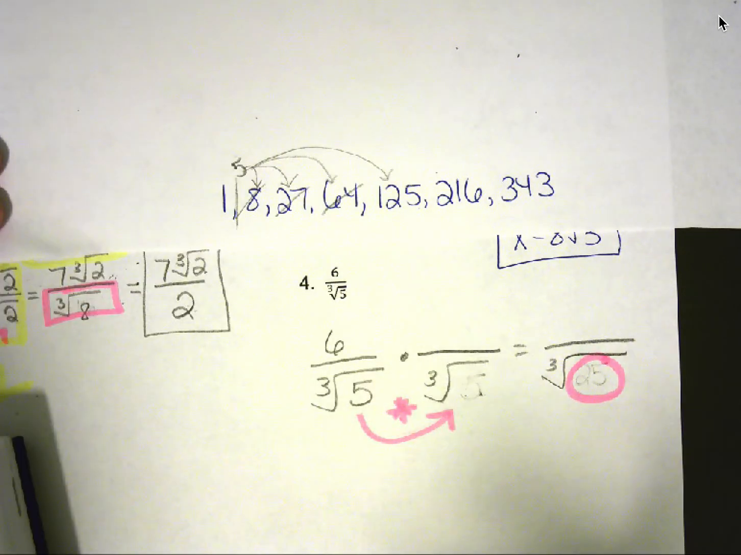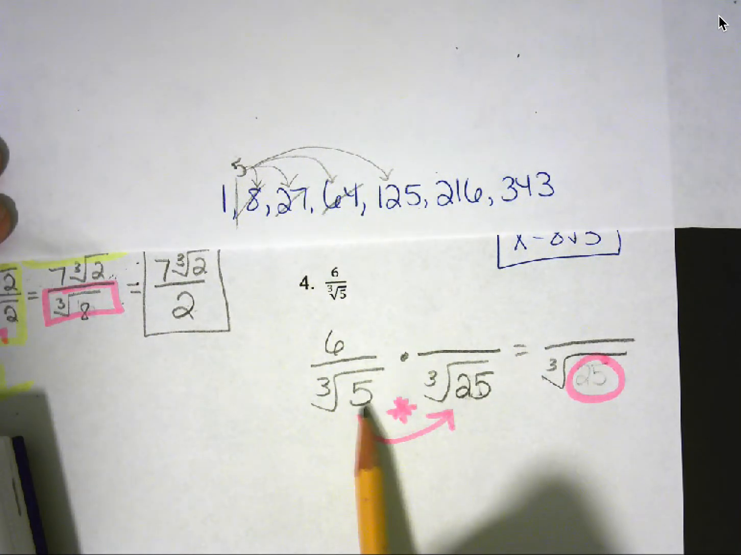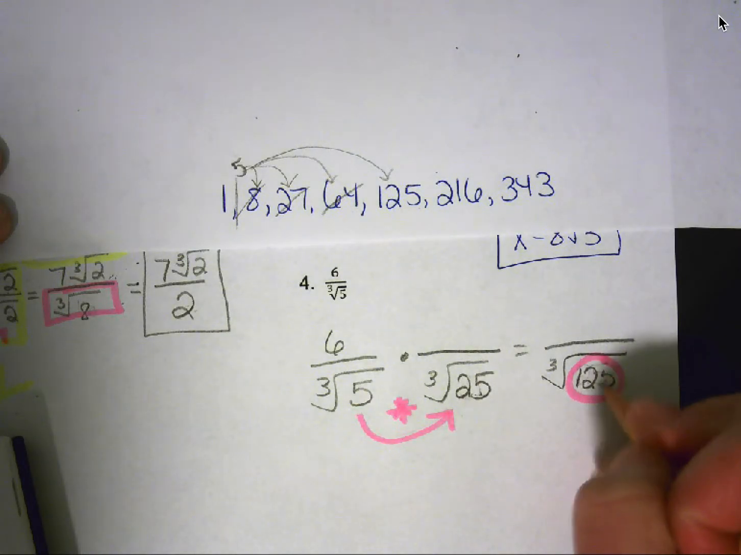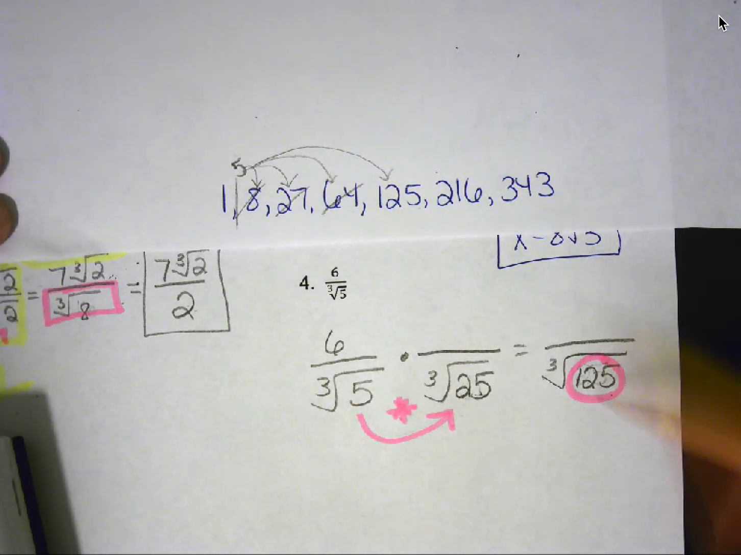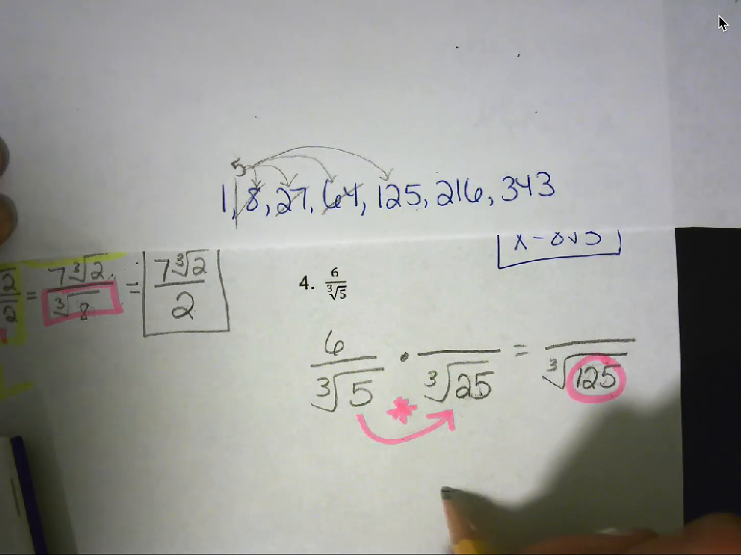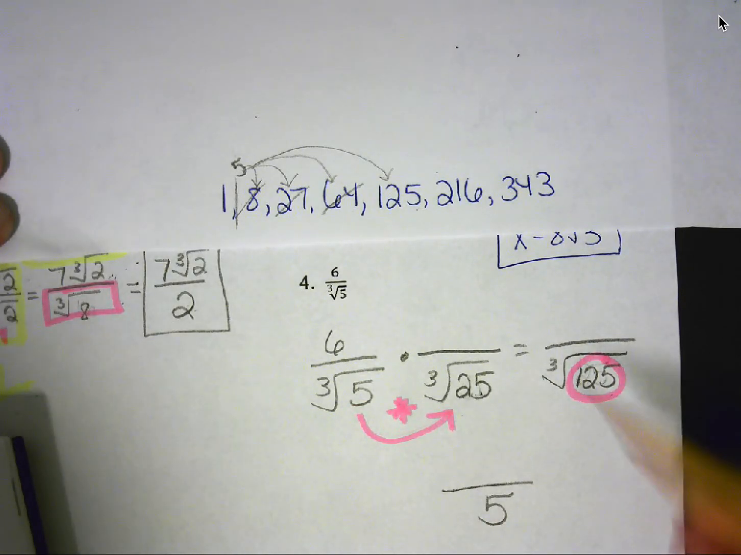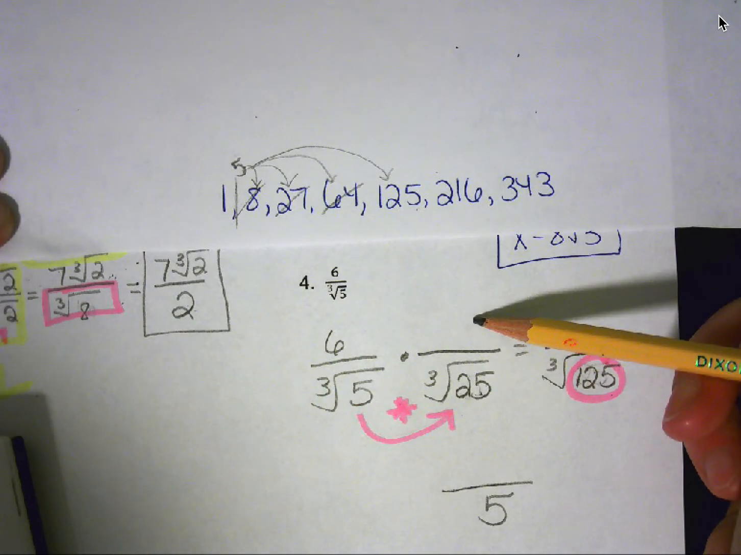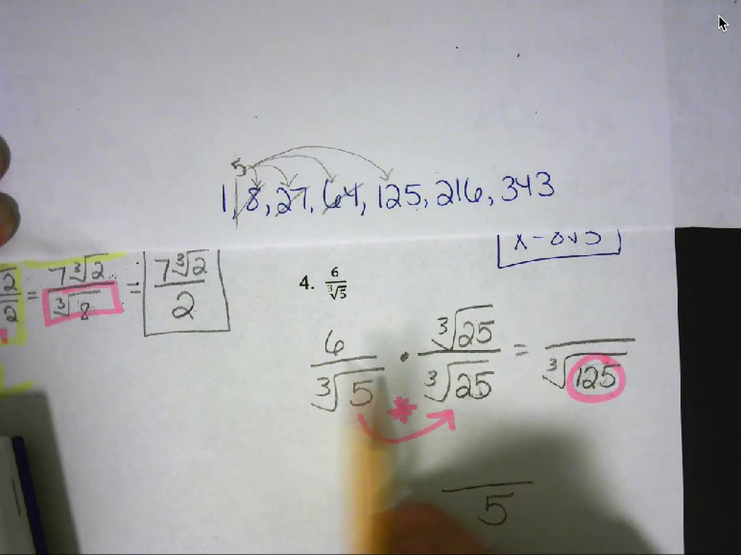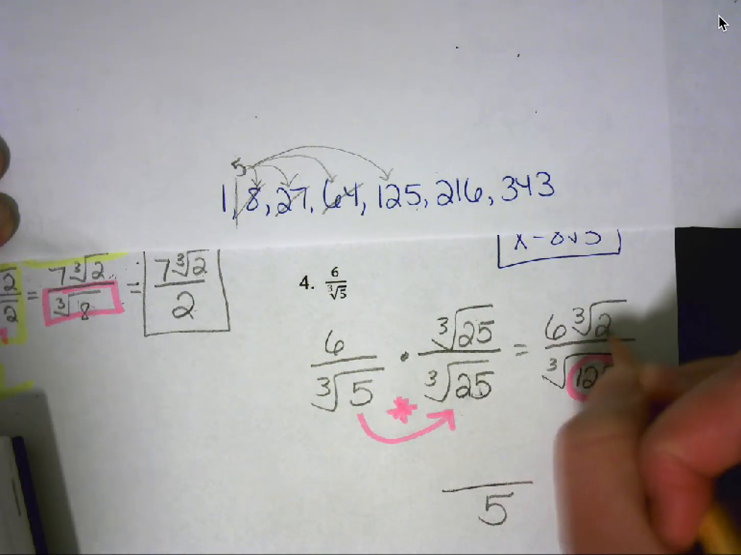So I want to put a 25 right here. Because then when I multiply these together, 5 times 25, I get 125. And 125 is perfect. Okay? So the bottom is going to clean up to just be plain old 5, because I know it's perfect. But whatever I do to the bottom, I have to do to the top. So I'm going to put 3 cube roots of 25 here. And notice I'm just going to push these together. So 6 cube roots of 25.